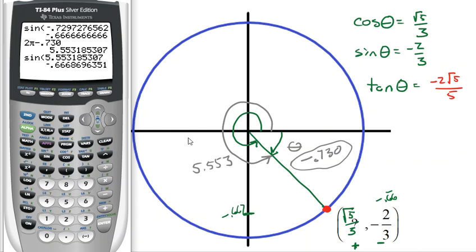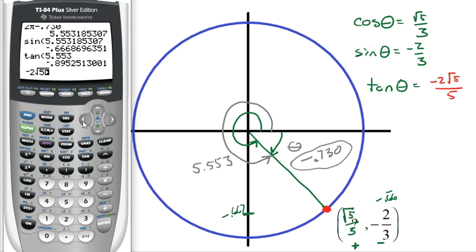Let's try something else here. Let's try tangent real quick, just to confirm. Tangent of 5.553 is negative 0.895. So we already know the tangent. We know exactly what tangent is. Tangent is negative 2 radical 5 divided by 3. Oh, I'm sorry, not divided by 3, divided by 5. Hey, about negative 0.89. Now again, I know it's not exact. That's because of the rounding I did, but you get the idea. It's really darn close. And again, you could find theta using sine, cosine, or tangent.